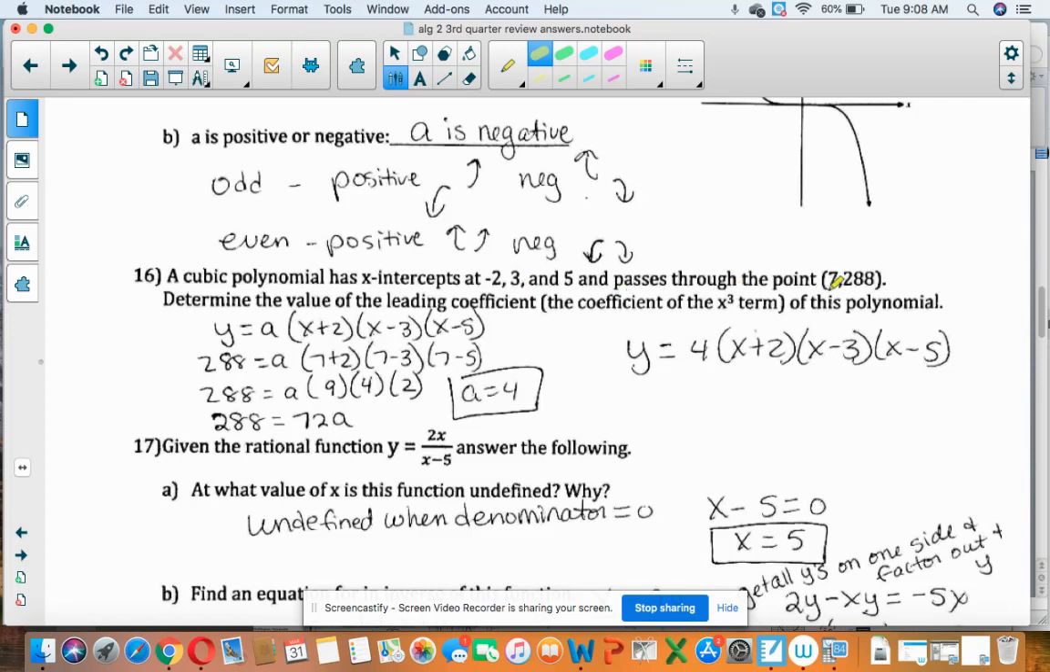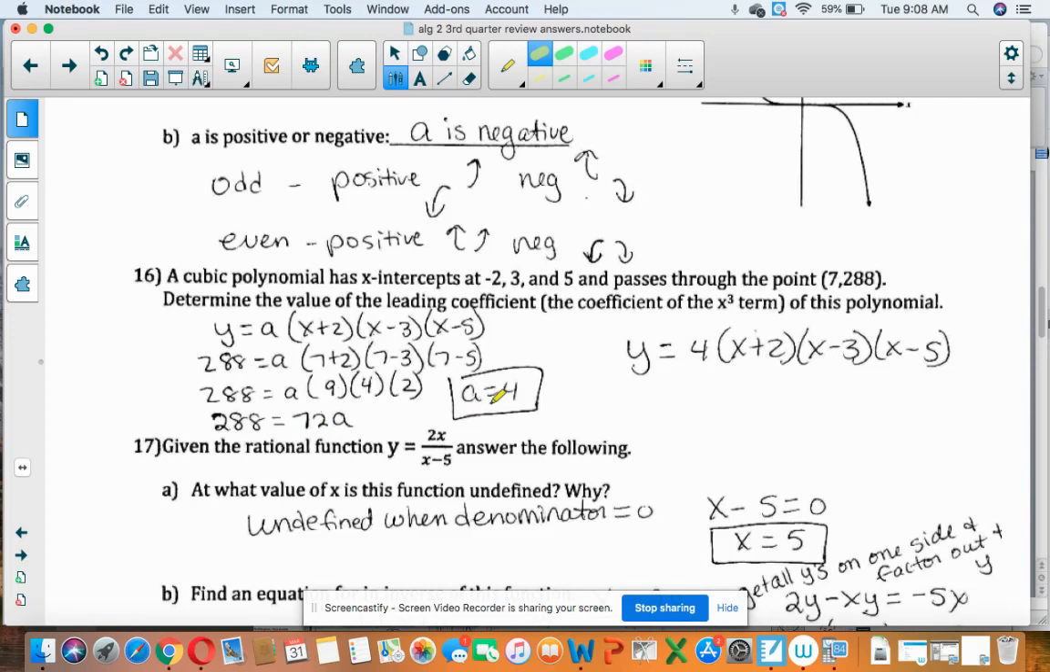And then I'm going to plug in 7 for x and 288 for y. And I'm going to solve for a because they want me to find that coefficient. So again, 288 goes in for y. 7 goes in for every x. So 7 plus 2, 7 minus 3, 7 minus 5. 7 plus 2 is 9. 7 minus 3 is 4. 7 minus 5 is 2. 4 times 2 is 8. Times 9 is 72.